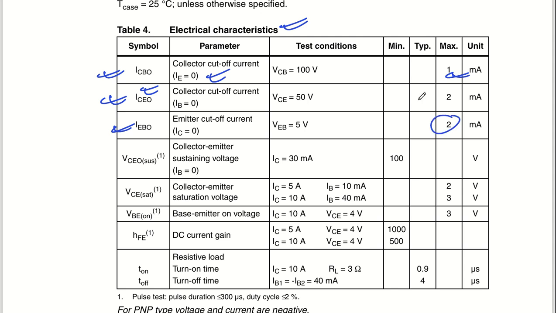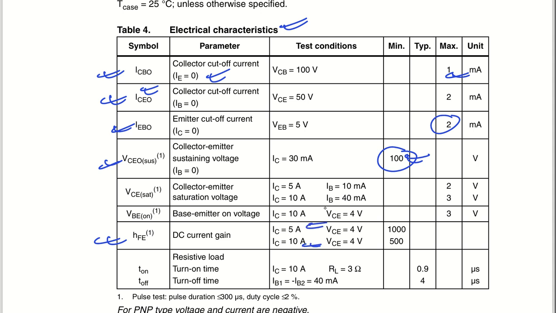Coming back to this particular VCEO, that is the sustaining voltage, which is going to be a minimum of 100 volt. It means we can have a 100 volt system and it can easily work on it. The rest of the other parameters are almost the same. Coming back to the most important parameter, which is the DC current gain, that is specified at 5 ampere as well as 10 ampere.